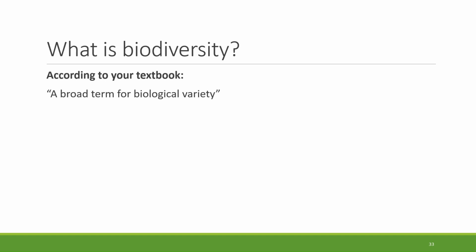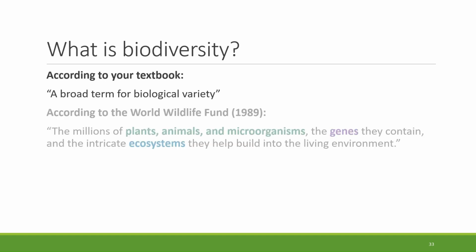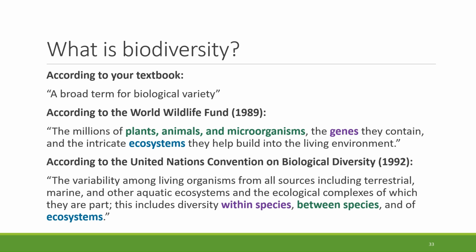We're going to look at a couple other definitions to get a better picture than what's embodied in that textbook definition. The World Wildlife Fund defines biodiversity as the millions of plants, animals, and microorganisms, the genes they contain, and the intricate ecosystems they help build into the living environment. The United Nations Convention on Biological Diversity defines it as the variability among living organisms from all sources, including terrestrial, marine, and other aquatic ecosystems, and the ecological complexes of which they are a part. This includes diversity within a species, between species, and of ecosystems.